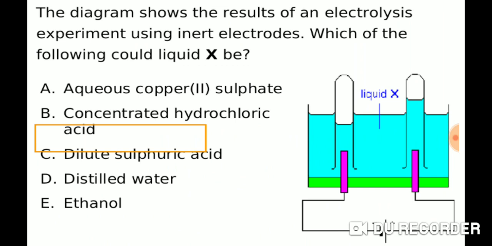Now, let us see another question. The diagram shows the result of an electrolysis experiment using inert electrodes. Which of the following could liquid X be? You can see four options are given: aqueous copper sulfate, concentrated hydrochloric acid, dilute sulfuric acid, distilled water, and option E is ethanol.